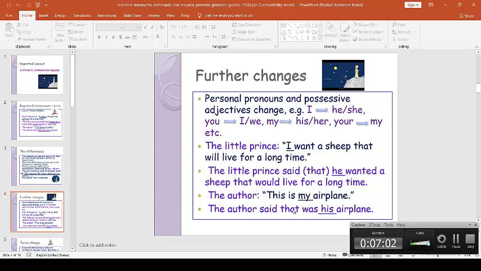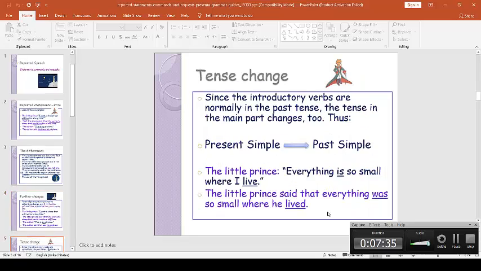This changed into that. It's not the optional "that" I told you before, but here he didn't say it. He put that here, the optional one, like this, in the direct speech. When we change it into indirect speech, this will be that. And here is present simple, change it into was, past simple, and I have here the possessive adjectives. My, according to the speaker, it will be his airplane. The author said that was his airplane.